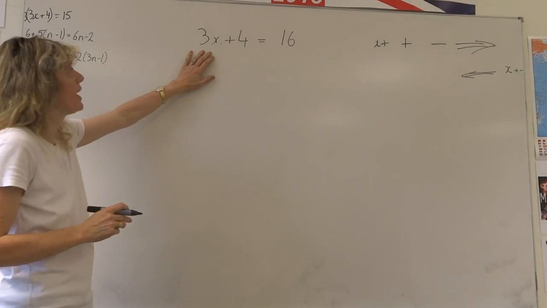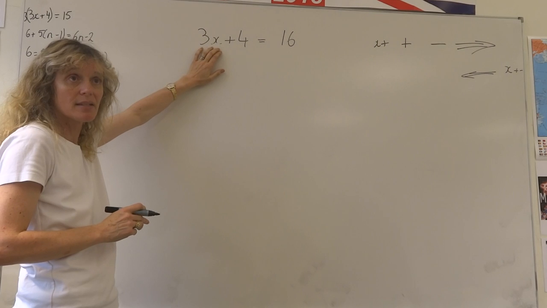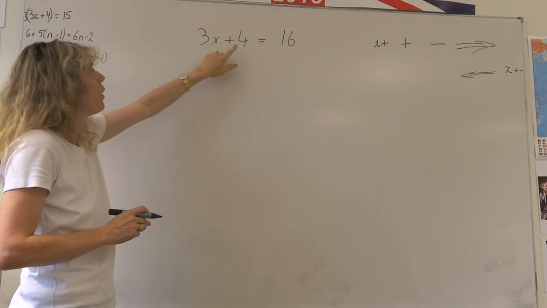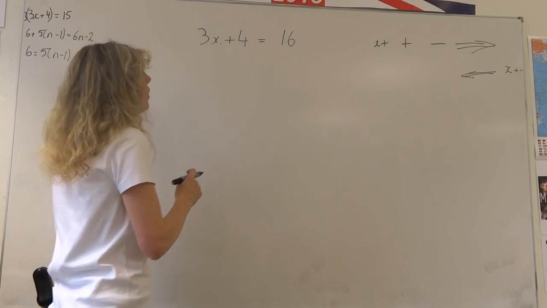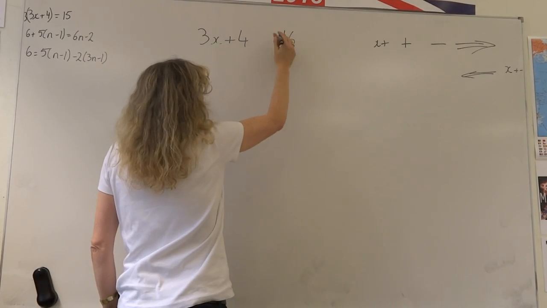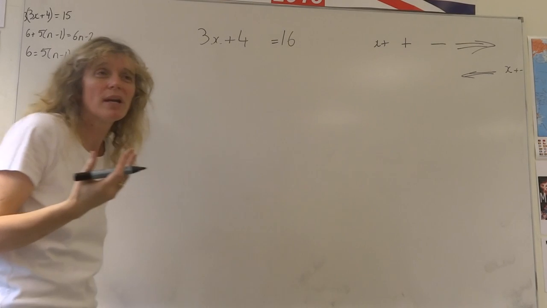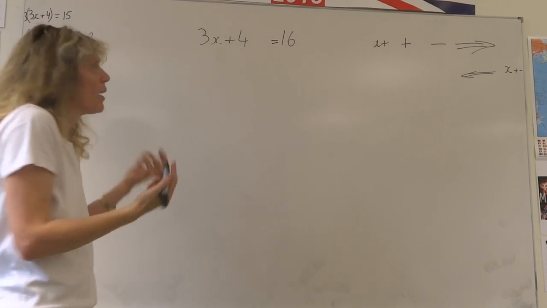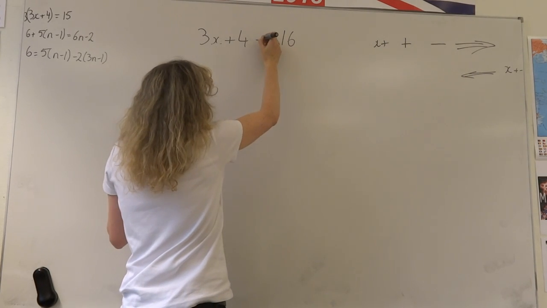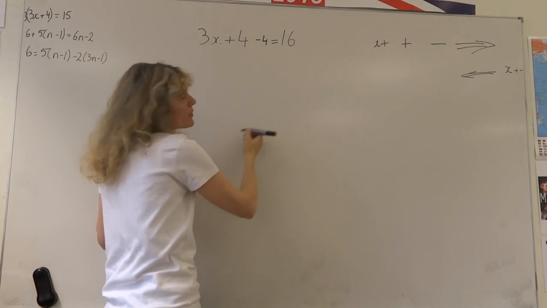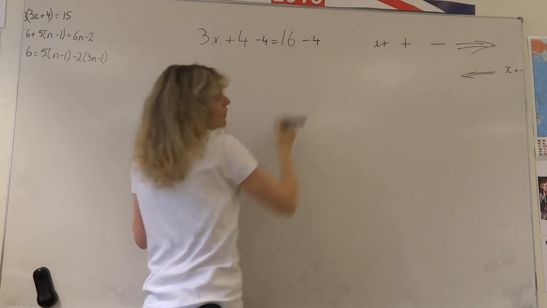So my first thing here, I'd leave the 3x as it is because it's multiplied by 3. I want to get rid of this plus 4. How can I get rid of the plus 4? Well, I'm allowed to do whatever I want in maths. It's like a scale. I'm allowed to do whatever I want as long as I do the same thing to both sides. So if I take away 4 on this side of the equal sign, I have to take away 4 on this side of the equal sign.